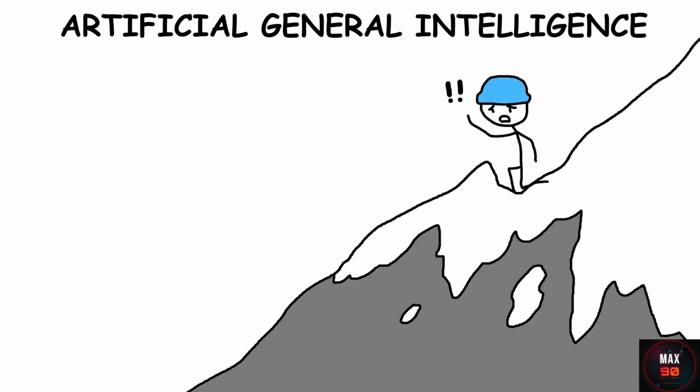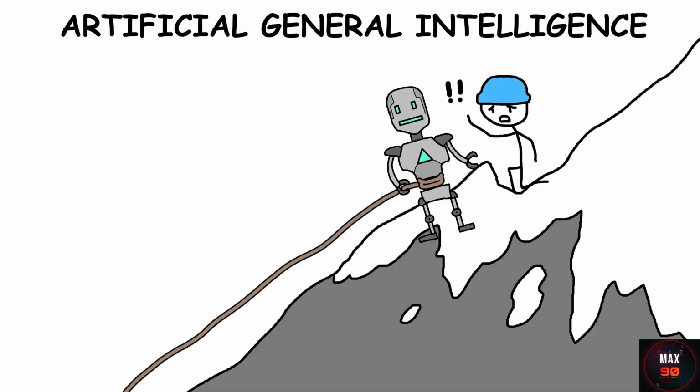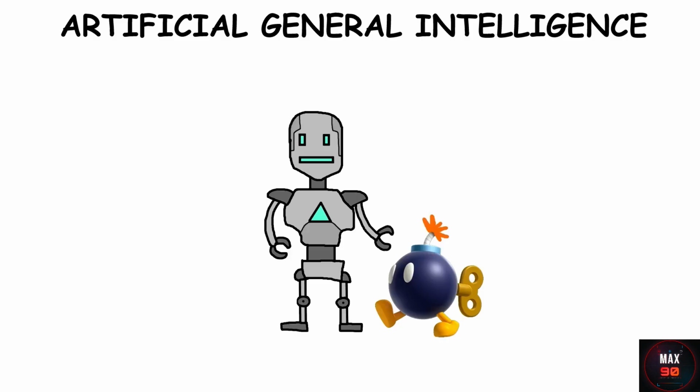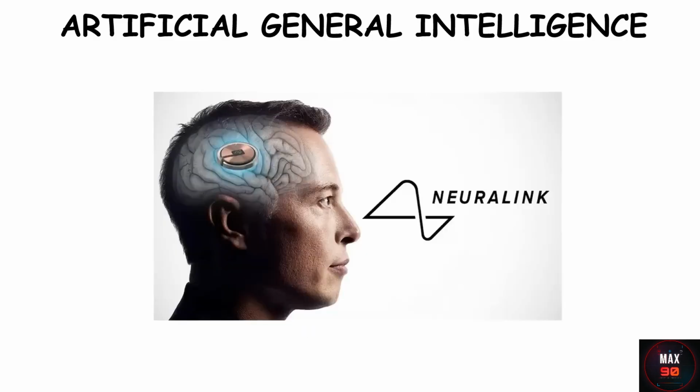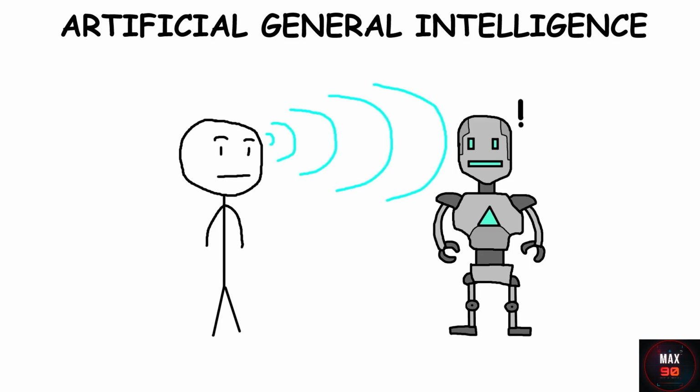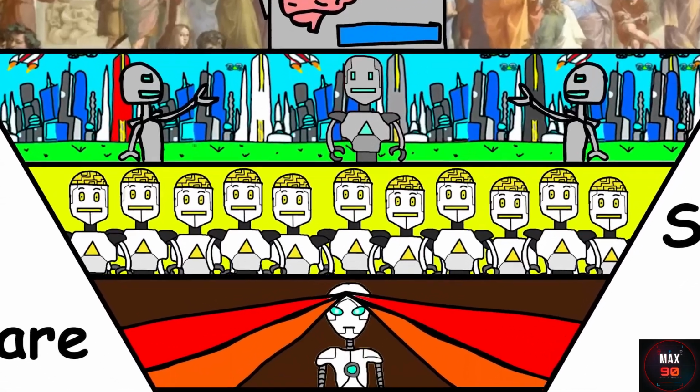In emergencies, AGI robots could take on risky rescue missions, perform precise surgeries, or defuse bombs without putting humans in danger. With advanced brain-computer technology like Neuralink, we might even communicate directly with AGI through our thoughts. Super intelligent AI.